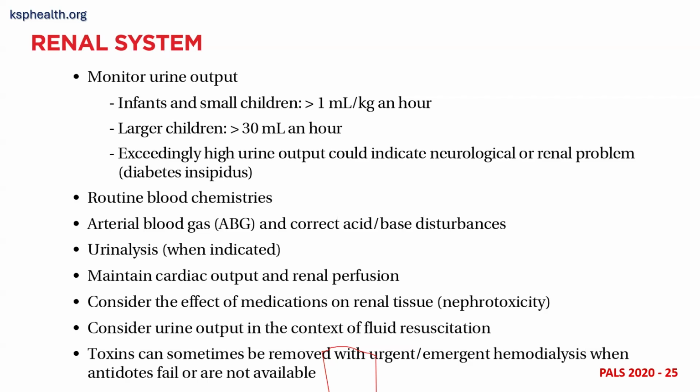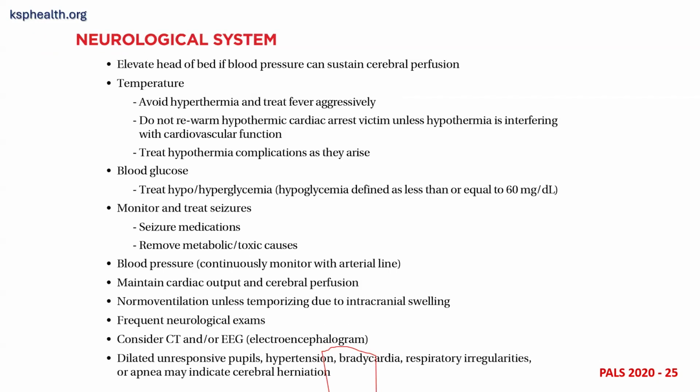Check the routine blood chemistries, blood gas, urine analysis, maintain cardiac output and renal perfusion. Considering the effect of the medication on renal tissue is very important. Avoid any kind of nephrotoxic medications. If one was already given, just stop it. Sometimes, if the cardiac arrest or cardiopulmonary arrest happens because of a toxin, immediate hemodialysis can save the patient.